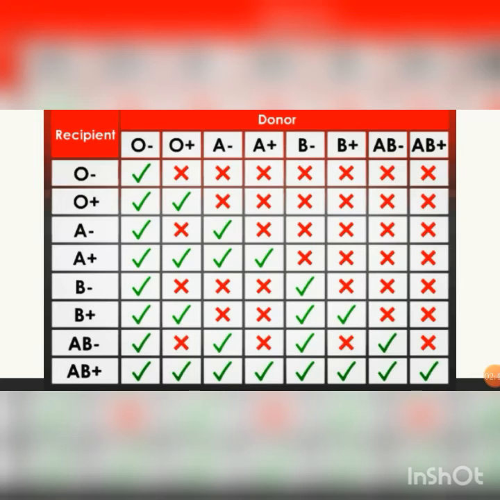Similarly, A negative contains only antigen A, so it can give blood to A positive, A negative, AB positive and AB negative. While A positive contains antigen A as well as Rh antigen, it can only give blood to A positive and AB positive. So it goes in this way. We hope that now you can understand the chart easily. If you have any query, you can ask in the comment section. So after studying the chart, it is clear that AB positive is universal recipient and O negative is universal donor.